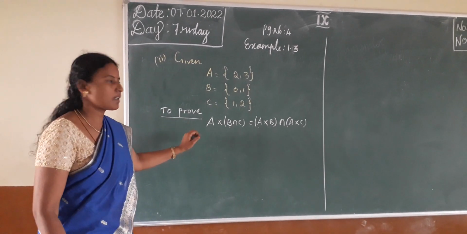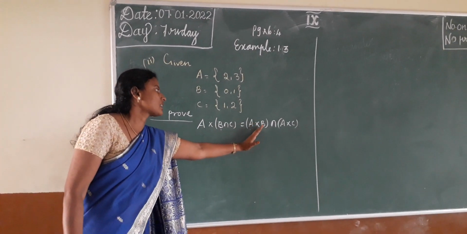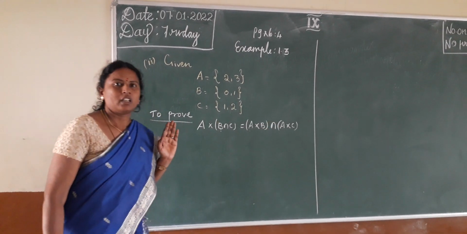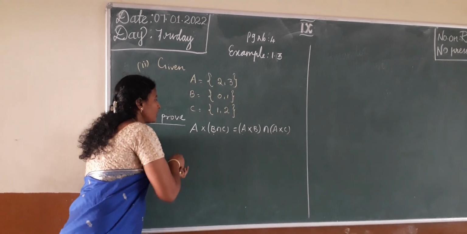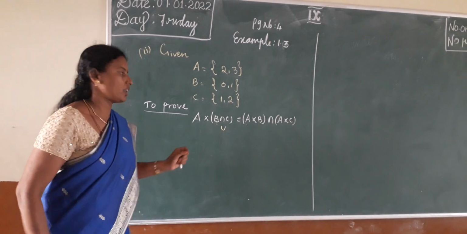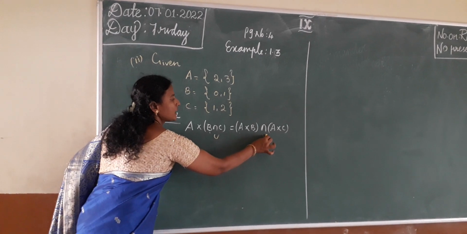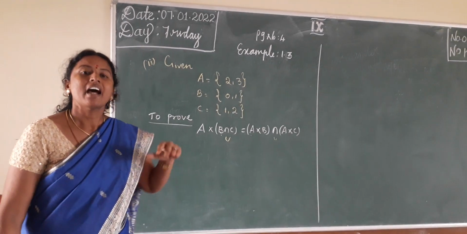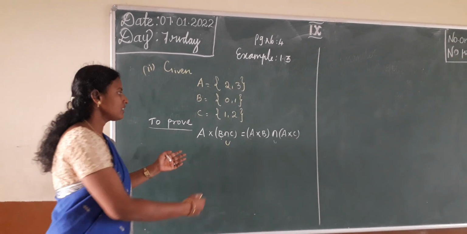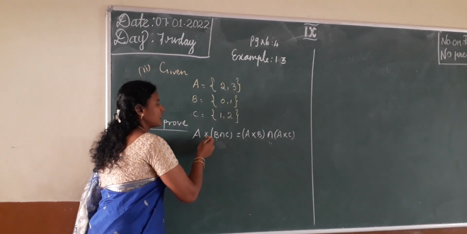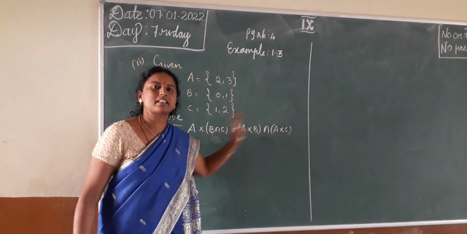To prove, what is our aim? To prove A × (B ∩ C) = (A × B) ∩ (A × C). In the previous class, we had proved the sum A × (B ∪ C) = (A × B) ∪ (A × C). Clear here? Can you understand? We already proved this in the class notes, in the first subdivision. Now in this class, we have to prove that A × (B ∩ C) = (A × B) ∩ (A × C). Clear here?